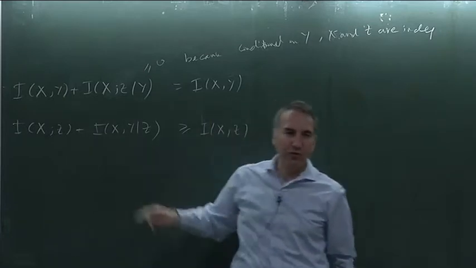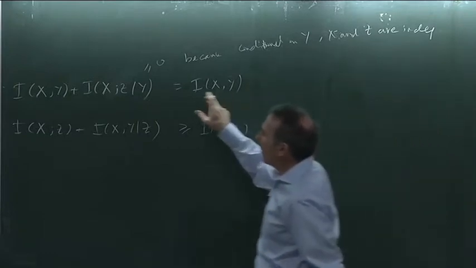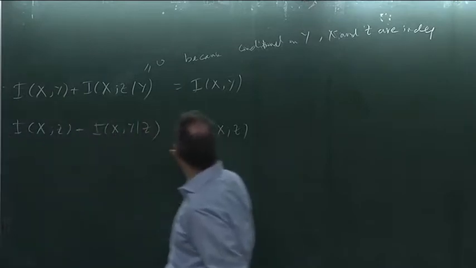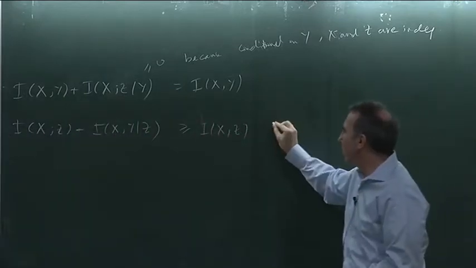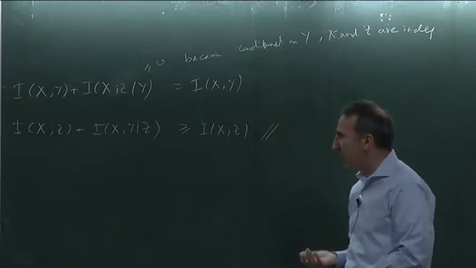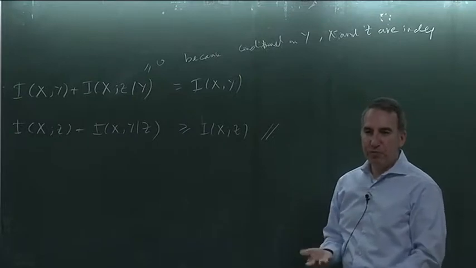Because I had two terms here, both of them are non-negative. If I ignore one of them, the other one must be a lower bound, and then we're done. So I of xy equals this, which is greater than I of xz. So we're done. This processing can never improve mutual information.